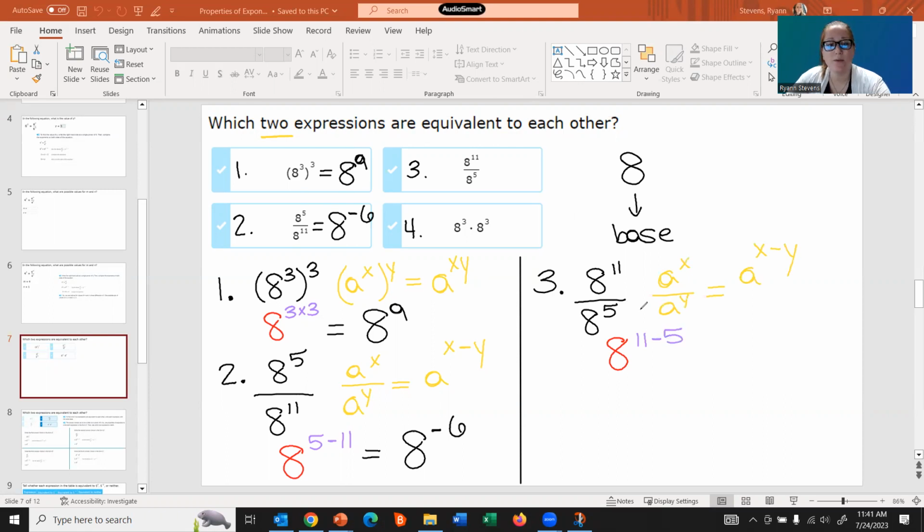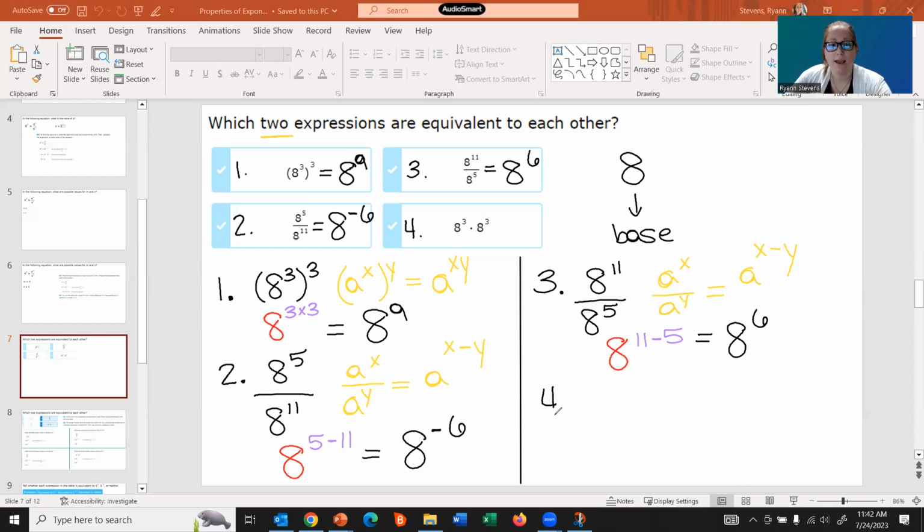And this is where it's important, because if in the last expression we had flipped it and said 11 minus 5, then it would look like these two expressions are the same, and they're really not. Okay, and that's going to give us the answer of 8, and 11 minus 5 is positive 6. Now, when we look at these two answer choices, we have 8 to the negative 6, 8 to the positive 6. Those are not the same. Okay, remember those negative exponent rules are still going to apply. So those are not the same expression.